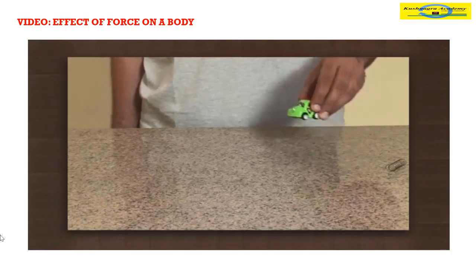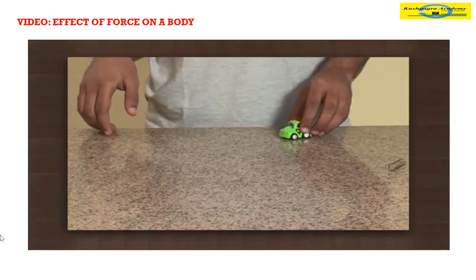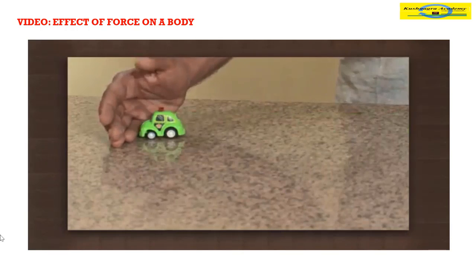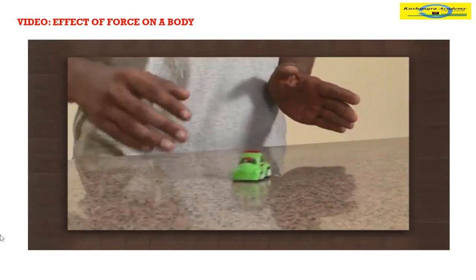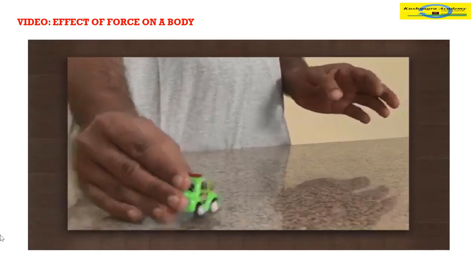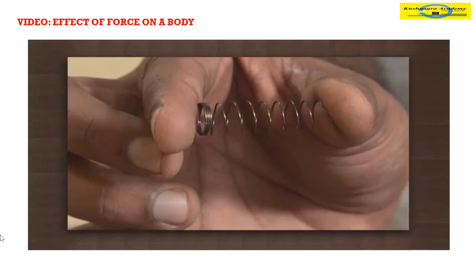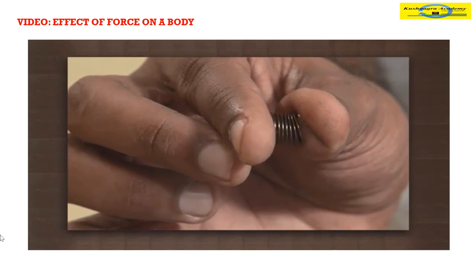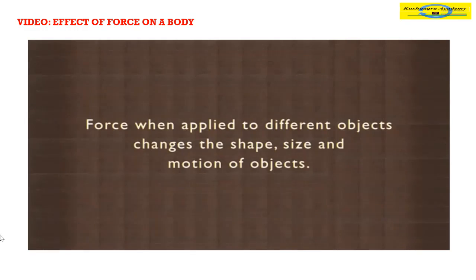Now take the toy car and push it. The force applied moves the stationary car forward. If you place your hand in front of the moving car, the car will come to a stop. Now take the metal spring and press it with the fingertips. The size of the spring has changed due to force. This shows that force when applied to different objects changes the shape, size and motion of objects.